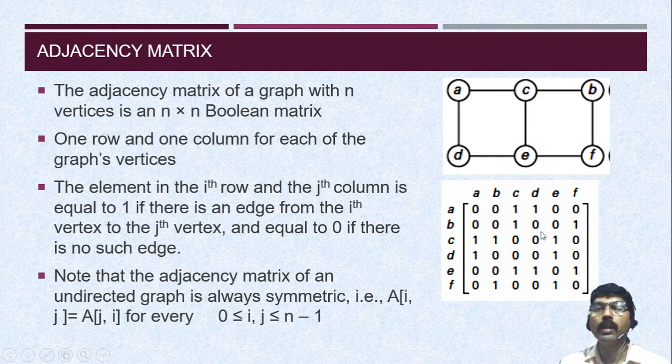It's very simple. If there is an edge between two vertices, put 1. If there is no edge between two vertices, put 0. See here, A to B, there is no edge. A to C, there is an edge. A to D, there is an edge. But A to E and F, there is no edge. We have to go from this direction. So it is indicated as 0.